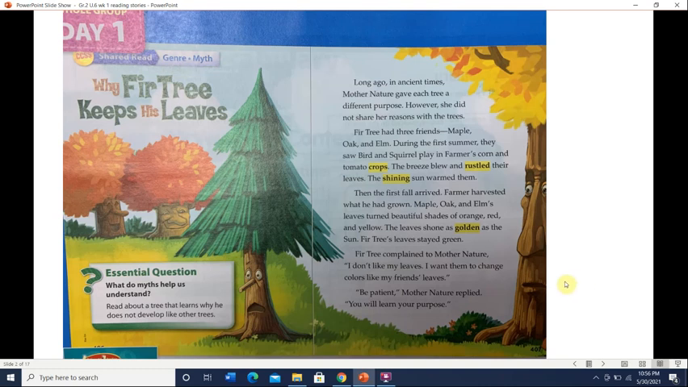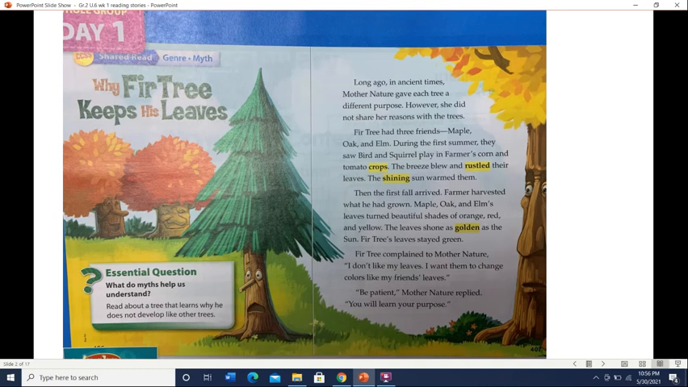Okay, let's see why. Fir tree complained to Mother Nature. Complain means to go and say, why did you do this? So fir tree went to Mother Nature. I don't like my leaves. I want to change colors like my friends' leaves. So what did Mother Nature tell him? Be patient, Mother Nature replied. You will learn your purpose.